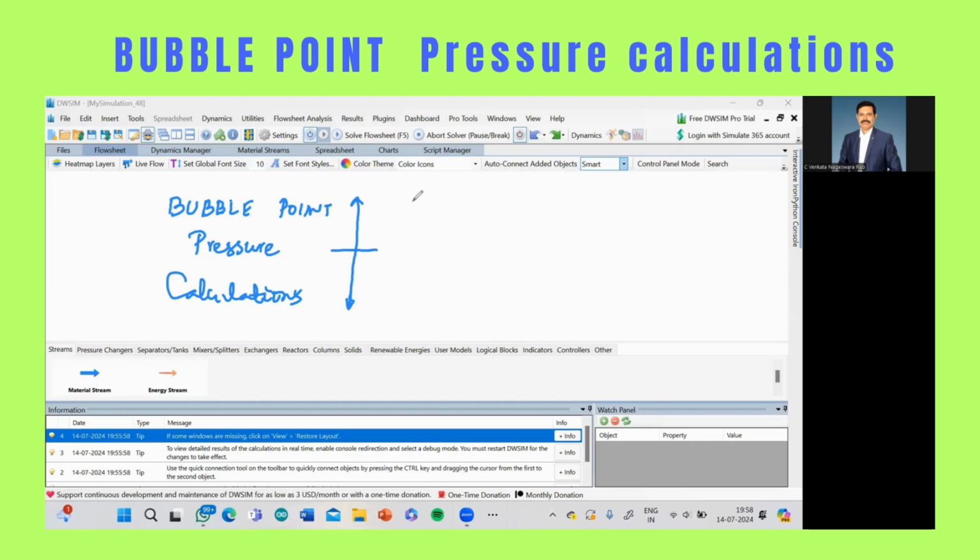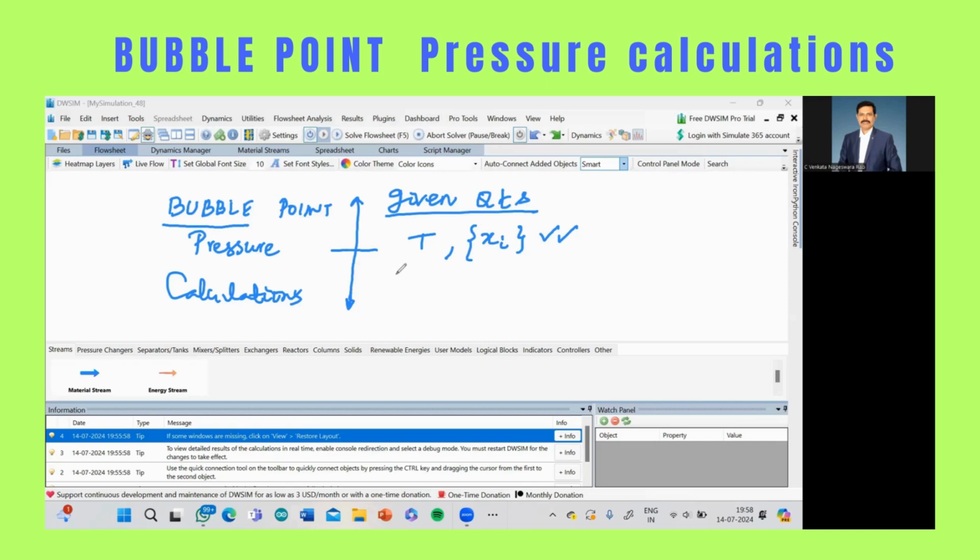Now, here, what are the requirements actually? What do we have to know? Given, that means, what are the given quantities or parameters? Number one, we should know the system temperature, that means the temperature at which we are going to perform the operation. As we are saying, this is bubble point, that means we know the liquid composition of the components available in the liquid mixture. These are the two quantities which are to be known to us.